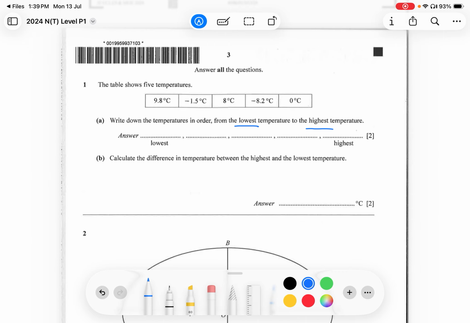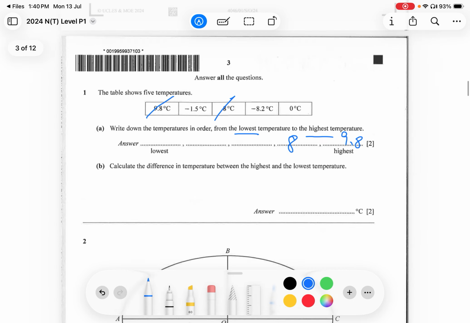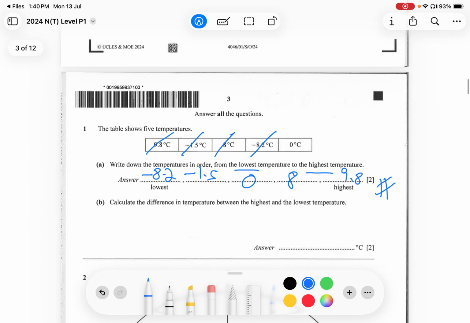So, the biggest, right, will be this one, 9.8 degrees. Then the next smallest should be 8, 8 will be here. So, I know negative is smallest, right? So, this should be the smallest, negative 8.2. This one. Then this is the next bigger one. Then 0 is here. So that's my answer for this.